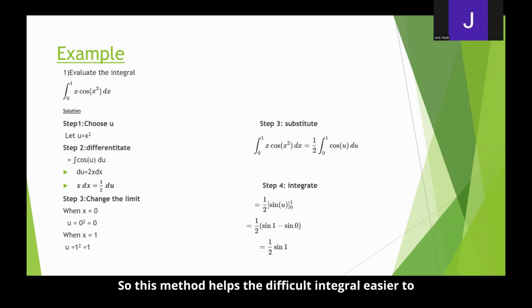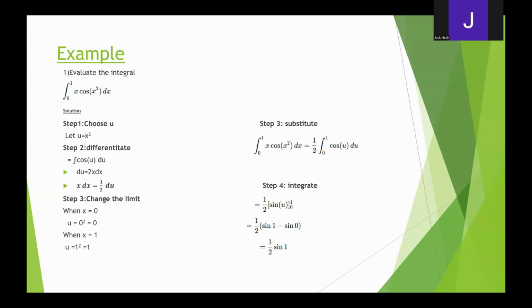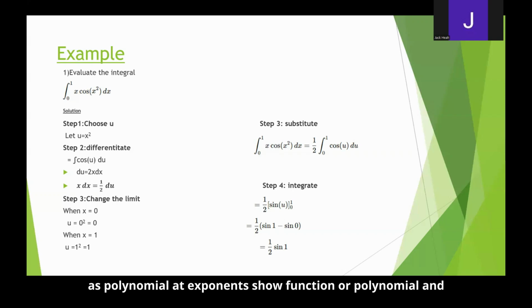Step 3, change the limit. When x equals 0, u equals 0 squared, so the answer is 0. When x equals 1, u equals 1 squared, which equals 1. After that, we substitute the value into the formula.